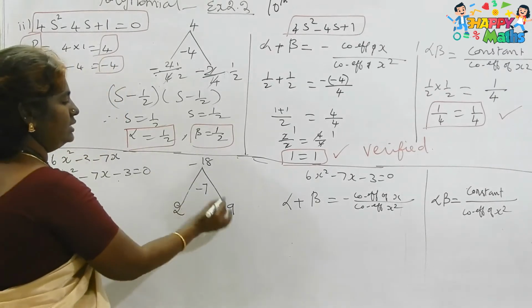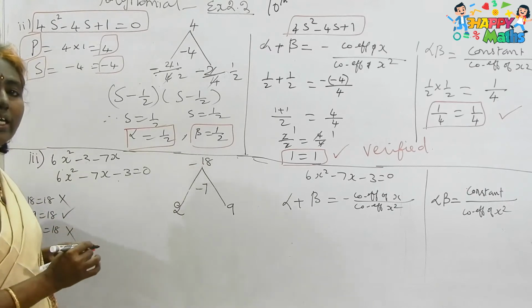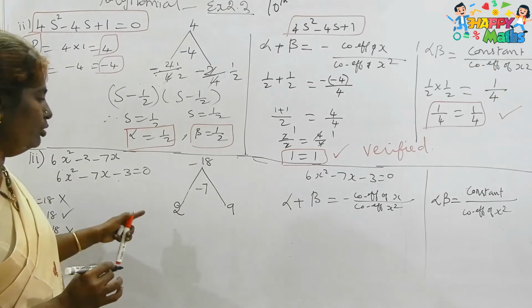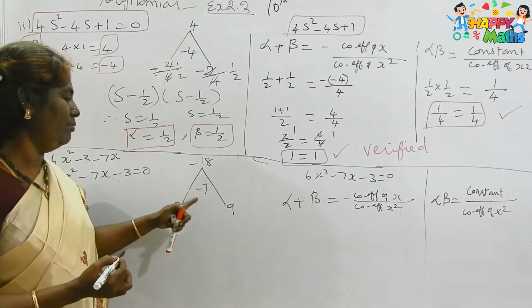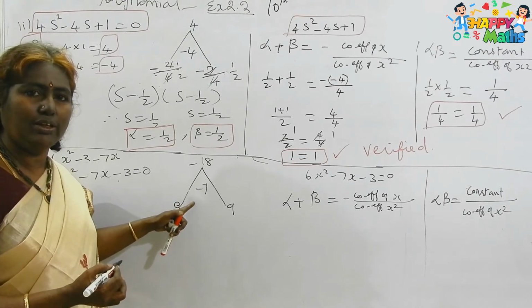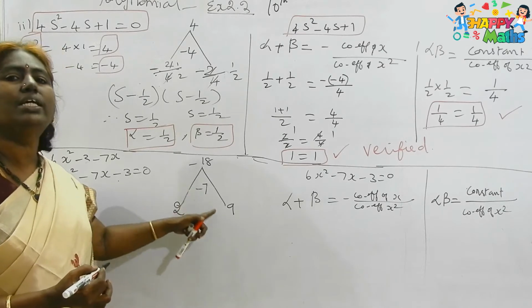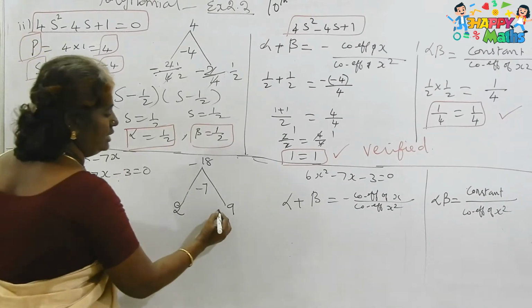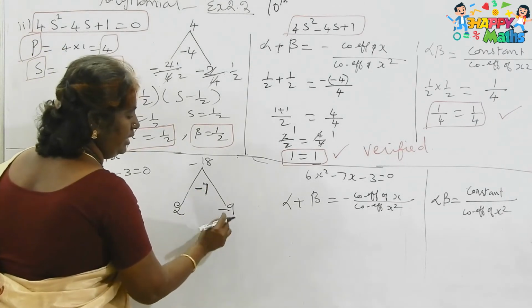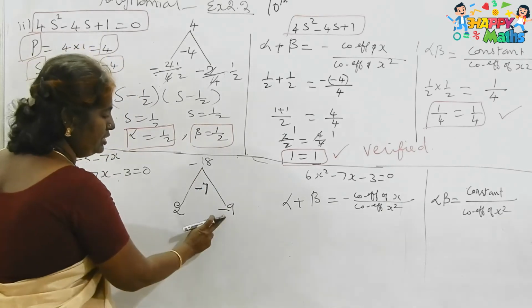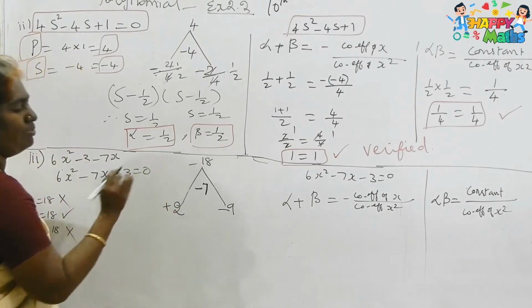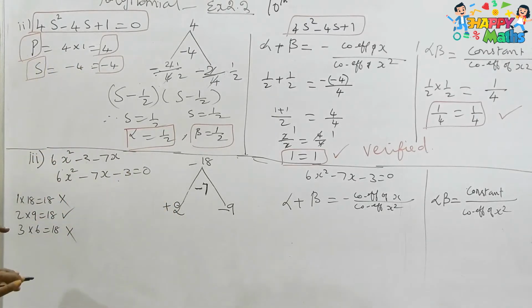See, 2 9s are 18. But the above one is what? Minus 18. Negative. So both are with different signs. Now which is positive and which is negative? The bigger number takes the sign of the middle term. So it is minus. Minus 7 means minus 9. If it is plus 7, it should be plus 9. If it is minus, automatically this will be plus. These are the roots we have found out.